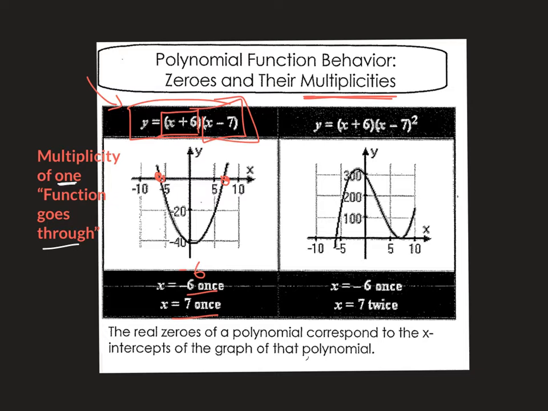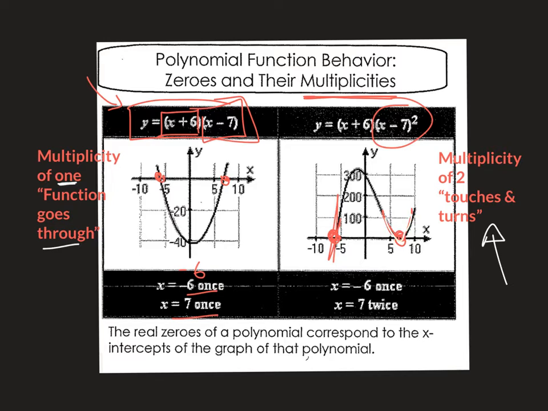-6 happens once, +7 happens once. Versus over on the other function, I notice that it goes through here, so there's only one, but then it turns and touches right there, and that's at +7. Notice we have a factor of x minus 7 squared, and at 7, this does a touch and turn, which has a multiplicity of 2. And so that lingo, touches and turns, is how we're going to remember that piece right there.